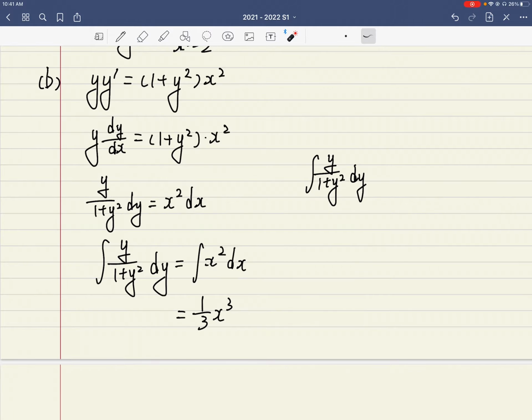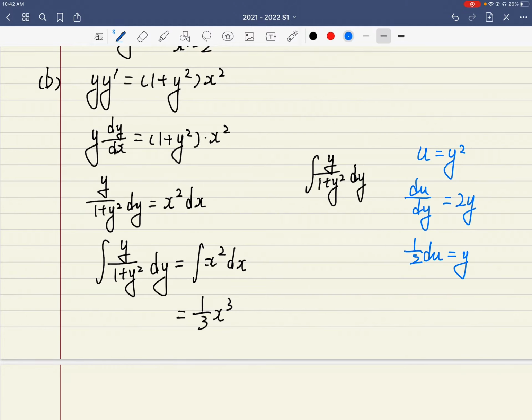It seems impossible to integrate this, but you notice that y is a derivative of y squared, right? With some manipulation of constant, of course. But essentially, y is a derivative of y squared. So you can just set u to be y squared. Then your du over dy is just 2y. You manipulate the equation a little bit, which means half du is just y times dy.